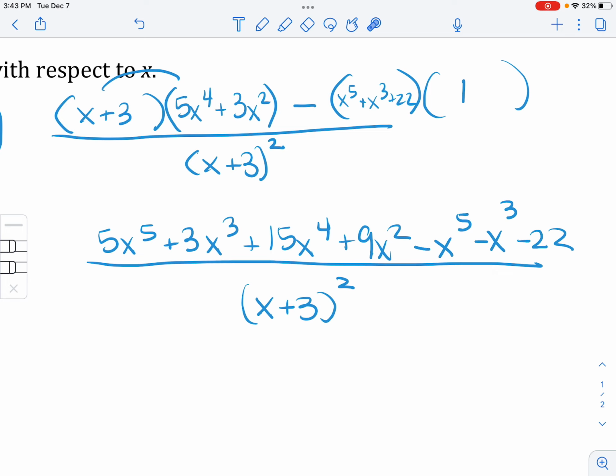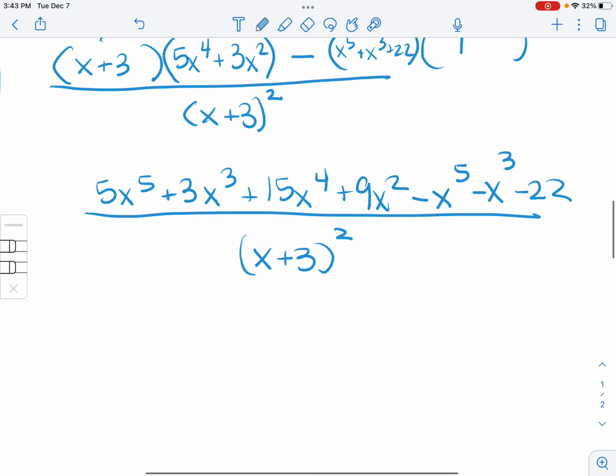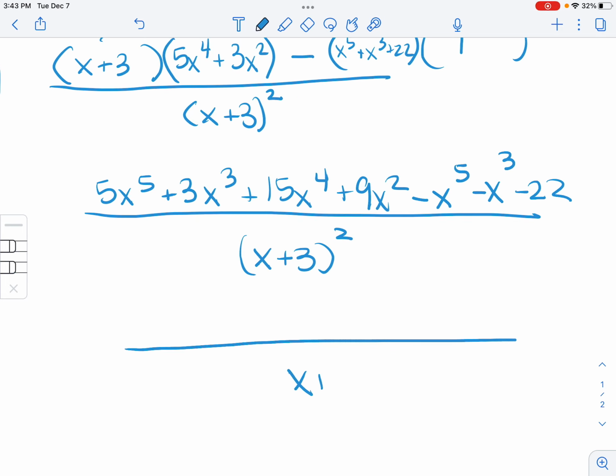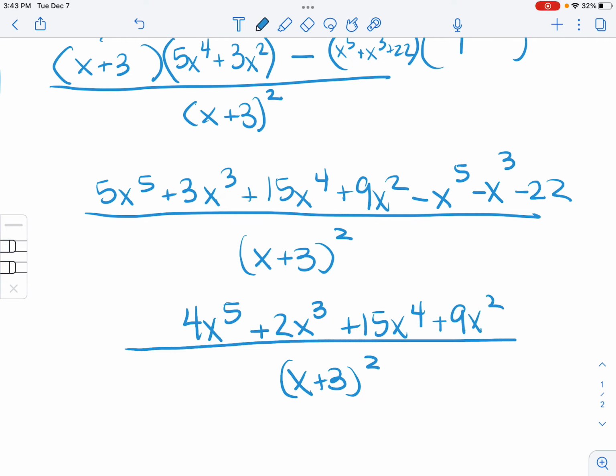Minus, minus, minus. And if I really wanted to now, I could combine my like terms and get real fancy. 5x to the fifth minus 1x to the fifth is 4x to the fifth. 3x cubed, take away an x cubed. It's minus 2x cubed, sorry, positive 2x cubed. There's only one x to the fourth term, I think, so plus 15x to the fourth. So I combined this, I combined this, I combined this. There's a 9x squared in there, so I might as well write that in there. And then the minus 22 at the back.